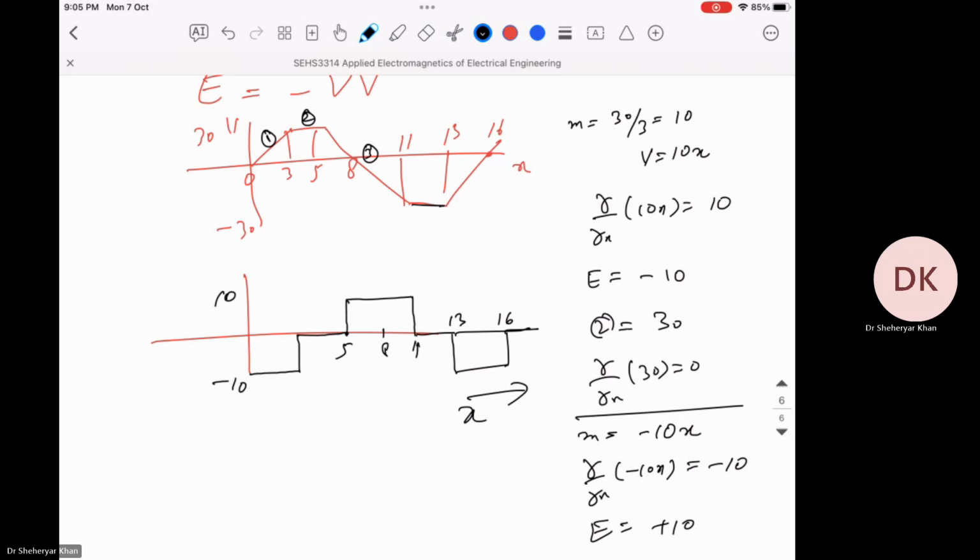Okay, so after going through three questions, you have already received 50 out of 60 marks. So question 4.